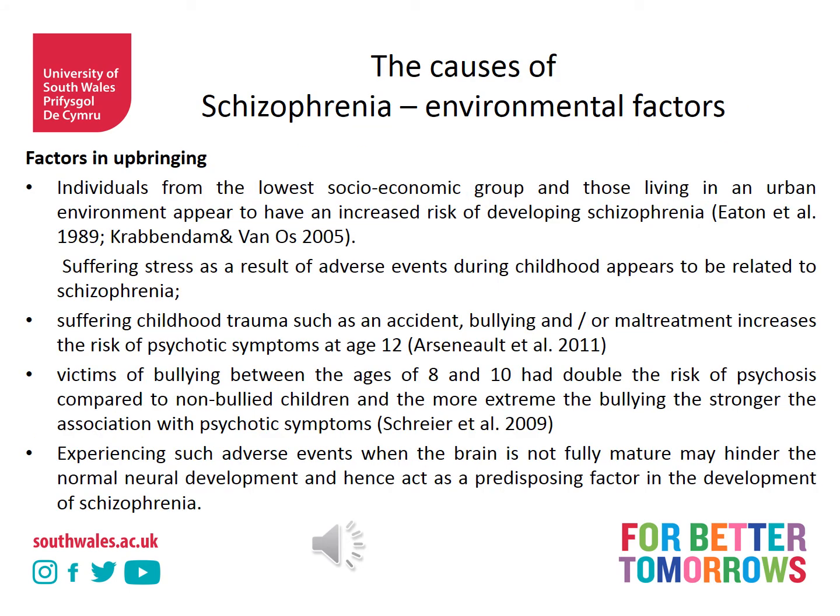Other environmental factors which seem to predispose somebody to developing schizophrenia involve things related to upbringing. So for example, if you're from a low socioeconomic group, if you live in an urban environment, if you've suffered stress or maltreatment as a child, then all of these factors give you an increased risk of developing the disorder.